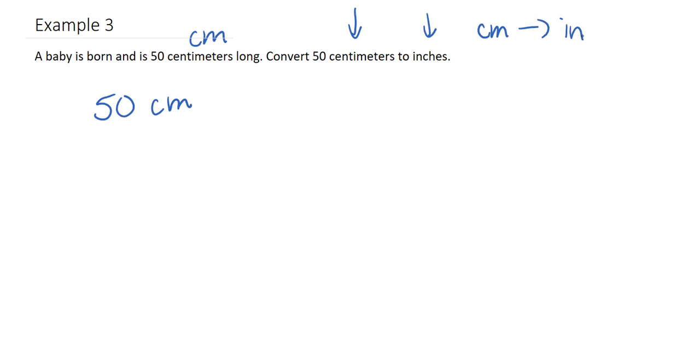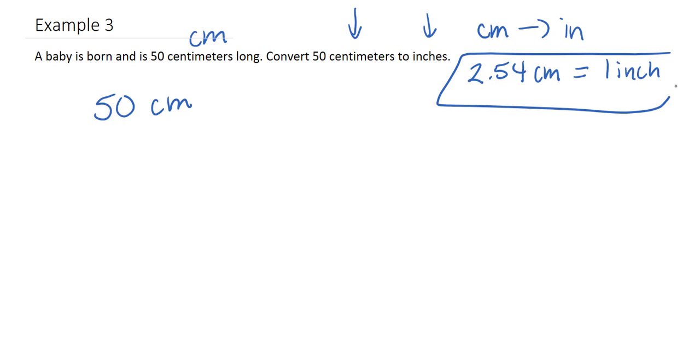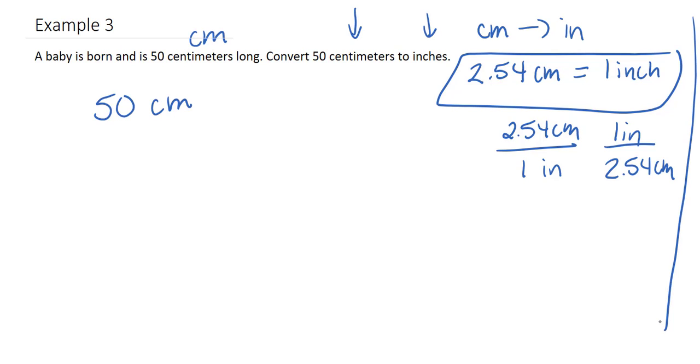Well, what's the relationship between centimeters and inches? So we can go ahead and look at our conversion sheet and see that 2.54 centimeters is equal to 1 inch. So this is our conversion that we're going to use. We can either use it like this, over 1 inch, or we can use 1 inch over 2.54 centimeters. By multiplying, it doesn't change anything. We're just going to express it differently. But we need to pick which one works for this problem.